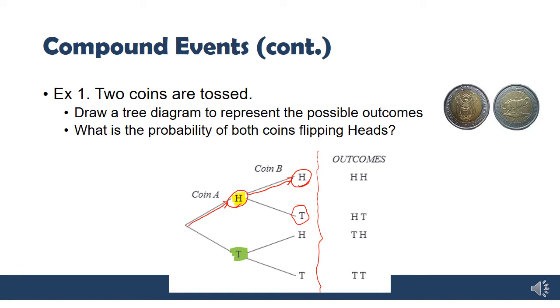So I can see that if I count these up, I have 1, 2, 3, 4 possible outcomes in total. Those make up my sample space. And then we can answer this question. What is the probability of both coins flipping heads? So let's look at the outcome where both of the coins are heads. It is this one out of 4 possibilities in total. So my probability is 1 out of 4.